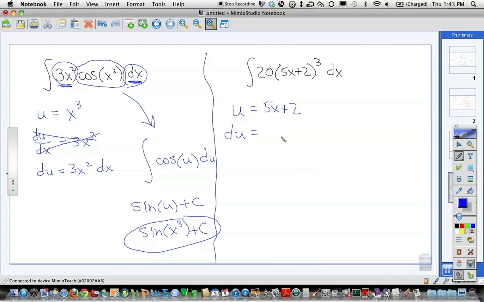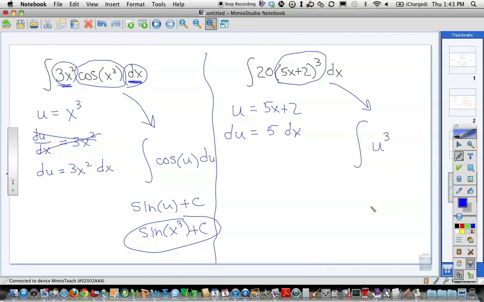Okay, next step is to write du. Du means a derivative of that would be what? 5 dx. Don't forget the dx. Okay? Now, we're going to make a substitution. All right, so for this, I'm going to replace that right there with what? What's that right there? U cubed.